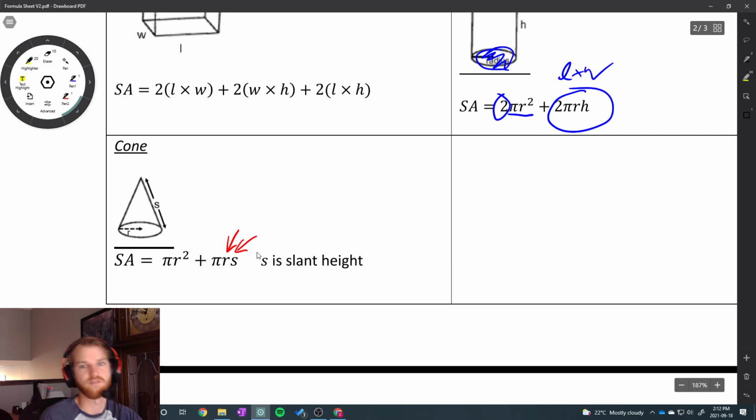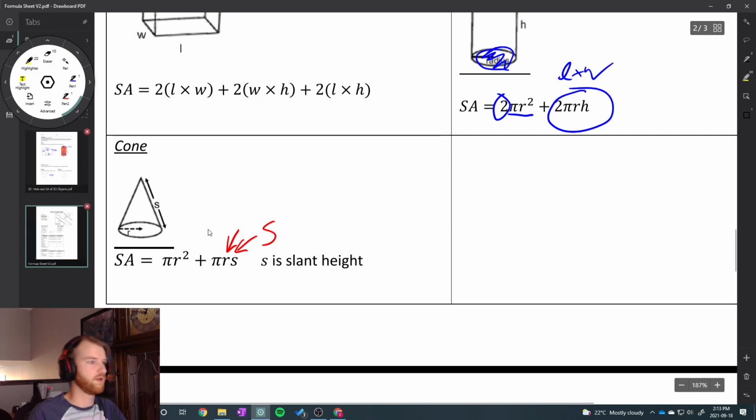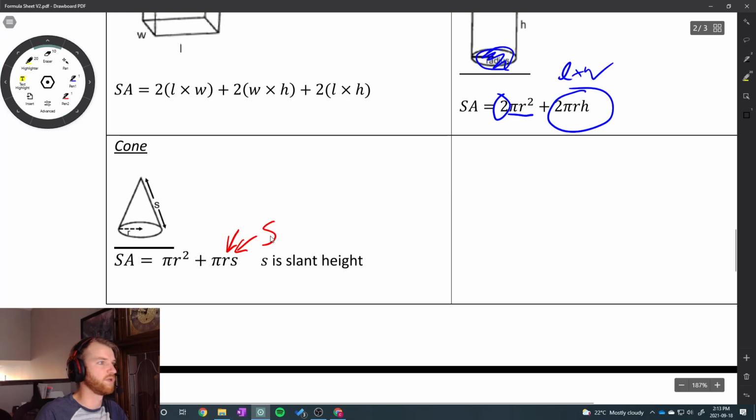But this S is easy to mistake. This S is talking about the slant height. It's not talking about the straight up and down height. That would just be the height, like H. S is the slant height, which is the diagonal edge going down from the top to the bottom like this. So be careful that you don't put in the straight up and down height, that you put in the slant height. Other than that, it is just plugging in your numbers here.